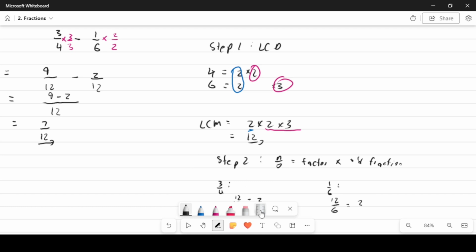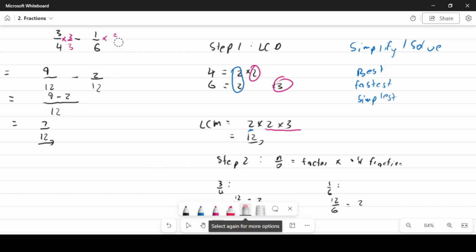Now, this is what I need you to understand, right? Again, you'd see I'm going to bring this quite frequently. Simplify, solve, and we want to do so in the best, fastest, and simplest way possible, right?